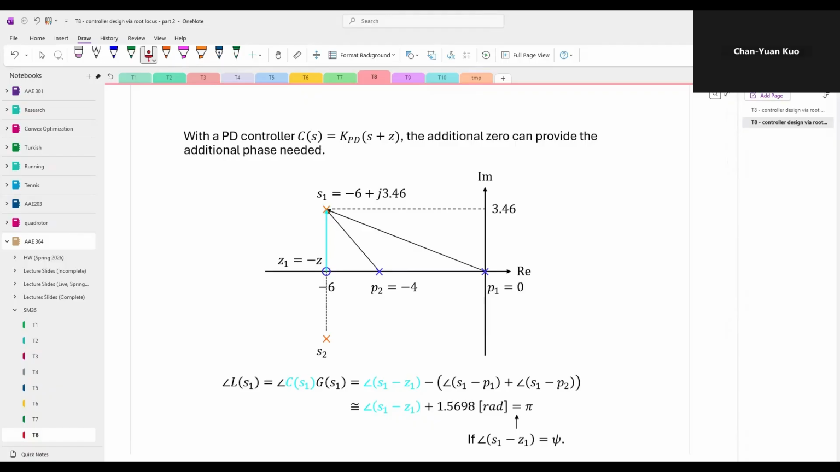With the PD controller, we can introduce one additional zero into the open loop transfer function. And recall that a zero contributes positive phase. So by placing the zero at an appropriate location, it can provide the missing phase needed to satisfy the phase condition. And this reduces the controller design problem to a simple geometry. Where should we place the zero?